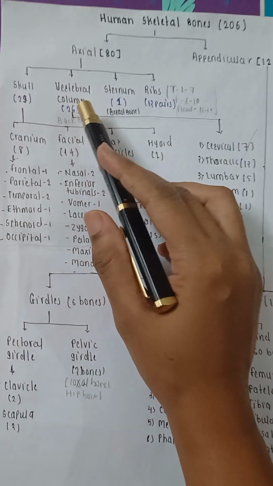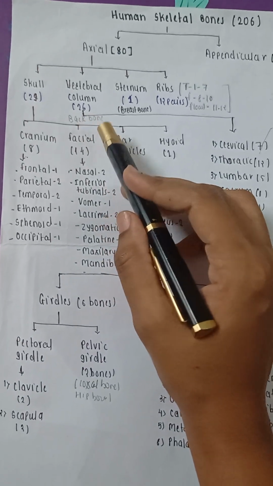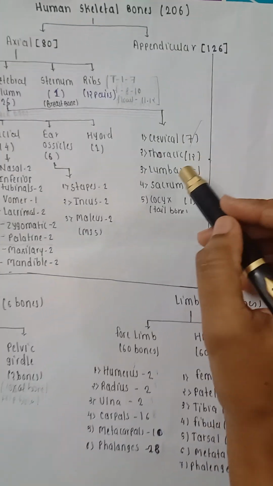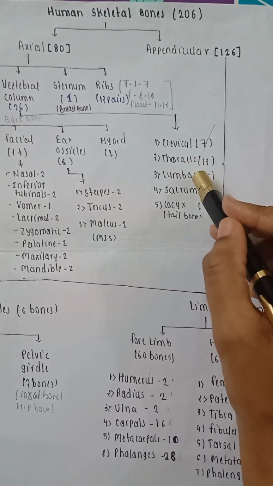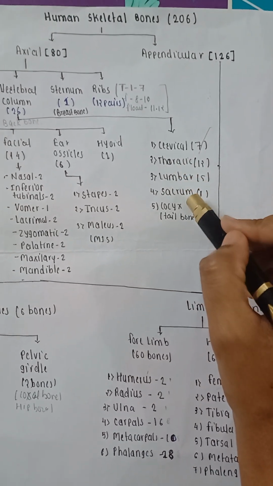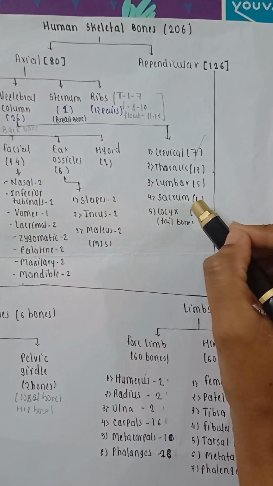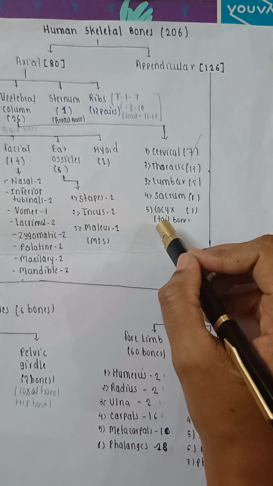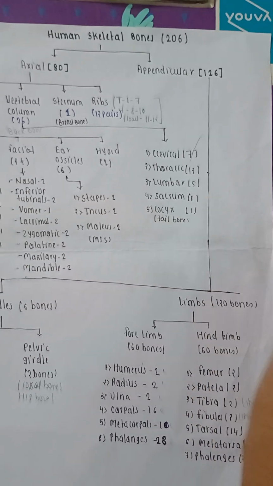Next is the vertebral column. There are 26 vertebral bones, also known as the backbone. First is the cervical, 7 cervical vertebrae, then 12 thoracic vertebrae, then 5 lumbar vertebrae, then sacrum, which is single in number, and next is the coccyx, which is single, also known as the tailbone.